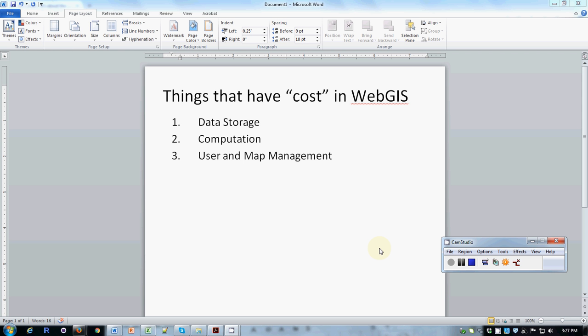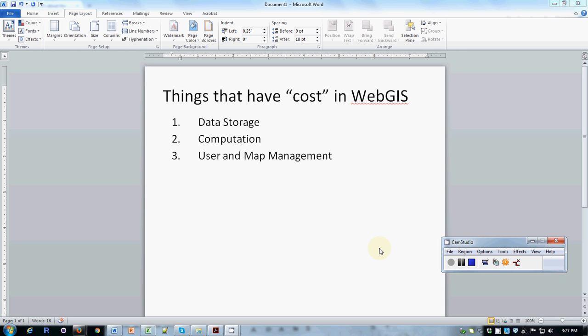Another way that providers of WebGIS services pay for their expenses and make a profit is by charging for computation. So if I were interested in geocoding addresses or doing some spatial data analysis, I would need to have a license or pay a fee, either by the day or by the computational unit, whatever that might be. So I'd have to pay for that.